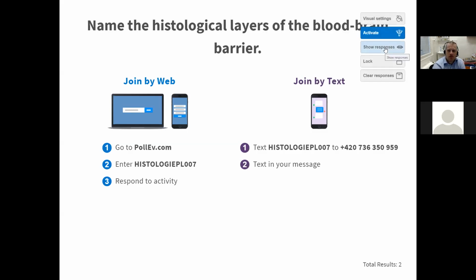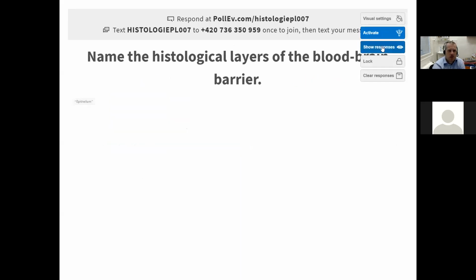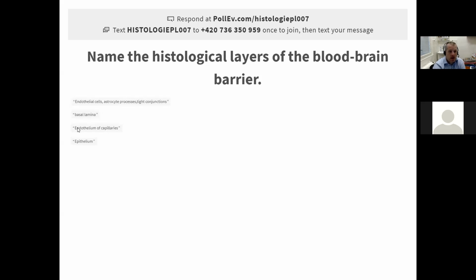So far I can see two results. Let's check these. So some students believe there is some epithelium. Actually, there is no real epithelium, but there definitely is the endothelium of capillaries. That's one of the layers. Indeed, the basal lamina that is below that endothelium, endothelial cells, and the astrocyte processes. Okay. And the processes of the astrocytes are also called the perivascular glial limiting membrane.